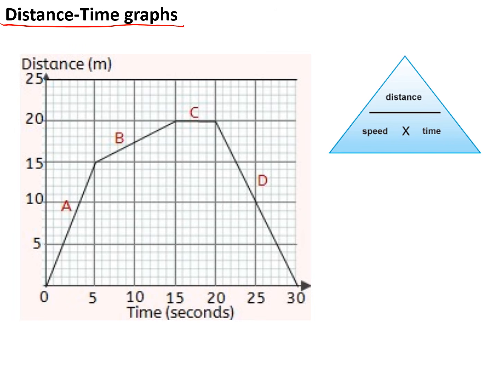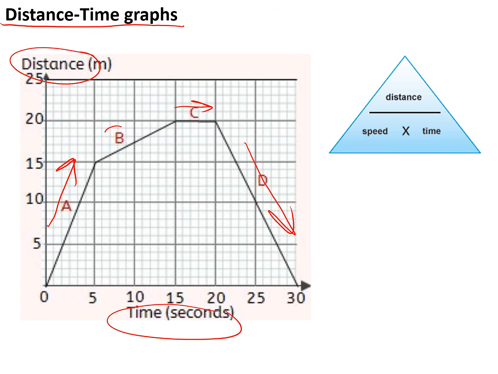Distance time graphs describe how the distance changes during a journey. So we have time on the x-axis, distance on the y-axis. When the graph is sloping up, you're moving away at a constant speed. When it is horizontal, you're stationary. And when it is sloping down, you're moving back towards your starting point. To calculate the speed, we need to find the gradient of the graph.